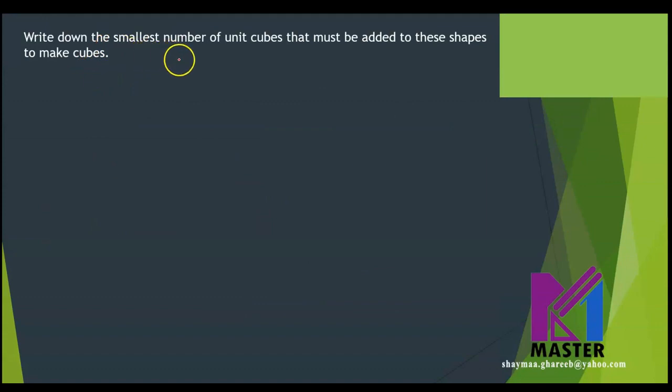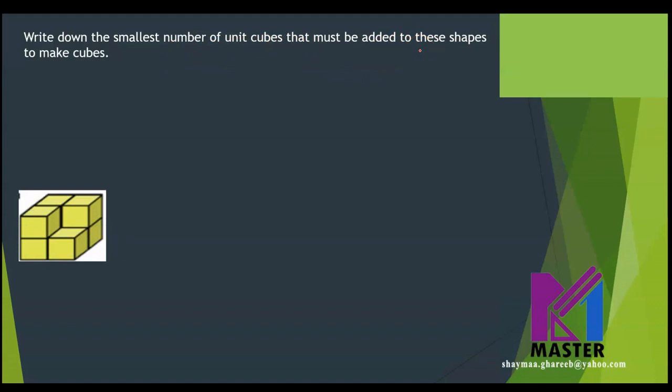Write down the smallest number of unit cubes that must be added to these shapes to make cubes. Look at this shape. It has a missing number of cubes. It's not a cube. I need the smallest number of small cubes that complete this shape. This shape is very easy and simple. We can say that all sides are equal here. Let's check the sides. Look at this, 2 cubes, and the width 2, and the height is 2. So the missing number of cubes is only 1 cube.